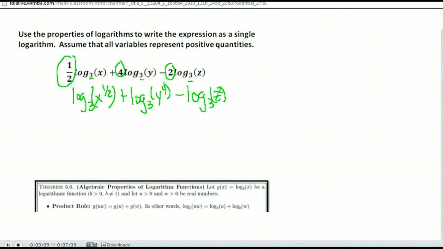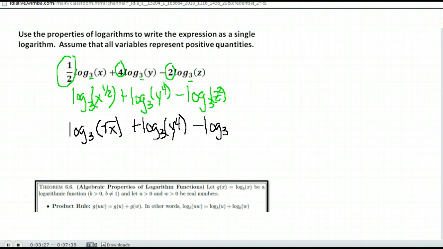Okay. Now another thing I want to note is that the 1/2 power is the same as writing the square root. So I'm going to write it that way instead because that's the way we're accustomed to seeing it. So we have log base 3 of the square root of x plus log base 3 of y to the 4th minus log base 3 of z squared. Now as we look at our signs, anything that's addition will become multiplication when we write it as a single log. Anything that's subtracted is going to be division, so will be in the bottom of a fraction.